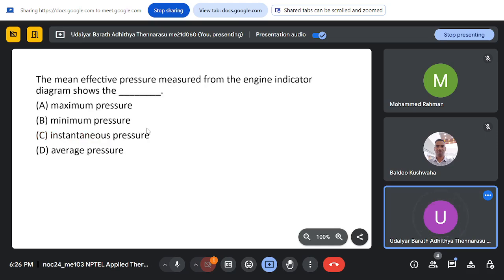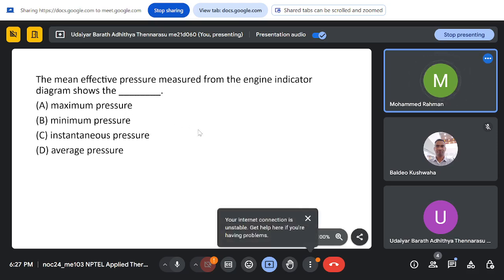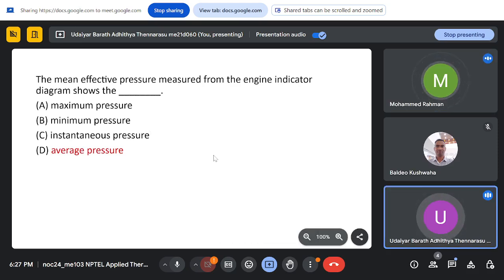The next question is: the mean effective pressure measured from the engine indicator diagram shows the dash. A, maximum pressure, B, minimum pressure, C, instantaneous pressure, and D, average pressure. So any guess what it could be? Sir, average. It's average. So in this case, mean effective pressure.